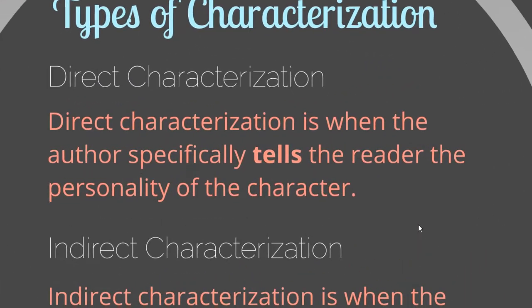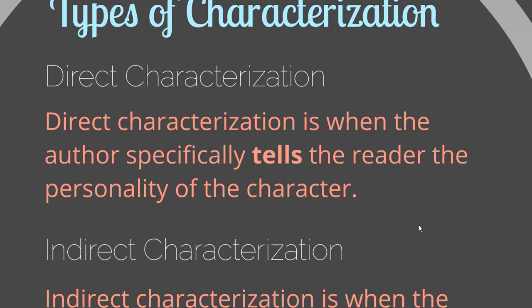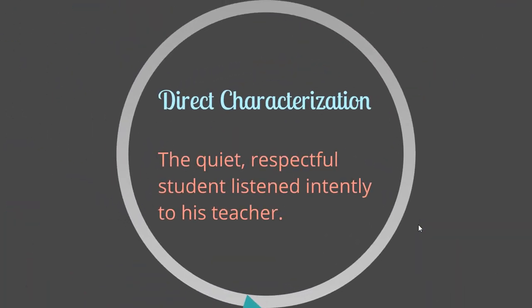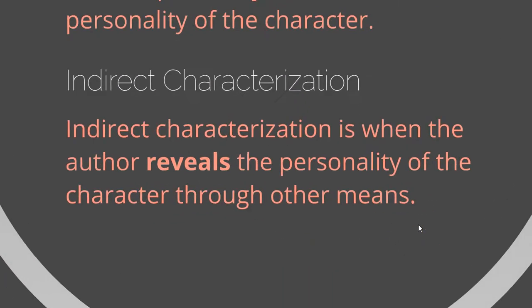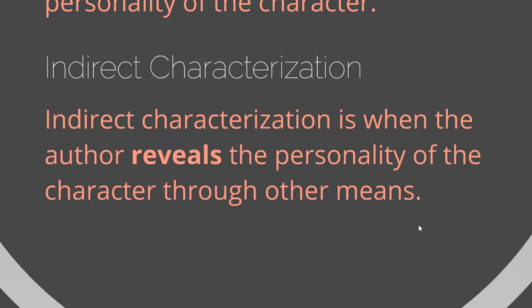So there's two types of characterization. There's direct characterization, which is pretty much when the author specifically tells the reader, which is you and me and whoever else is reading, the personality of a character. So for example, "The quiet, respectful student listened intently to his teacher." We are being told the student is quiet and respectful. Pretty quick, pretty easy.